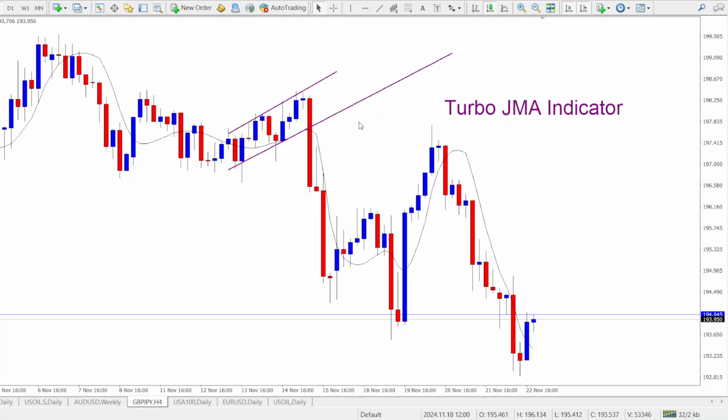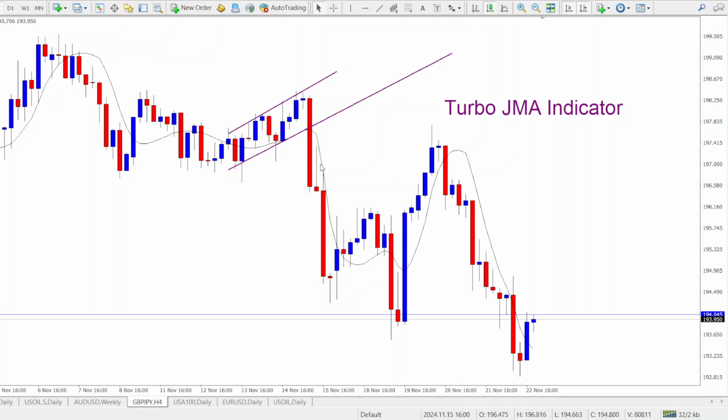Now, in as much as this indicator gives signals fast, sometimes it can give false signals. That's the reason why no indicator is 100% accurate, because sometimes there could be false signals. So basically, when price drops below the Turbo JMA indicator, you have a sell signal. On the other hand, when price climbs above it, you have a buy signal.